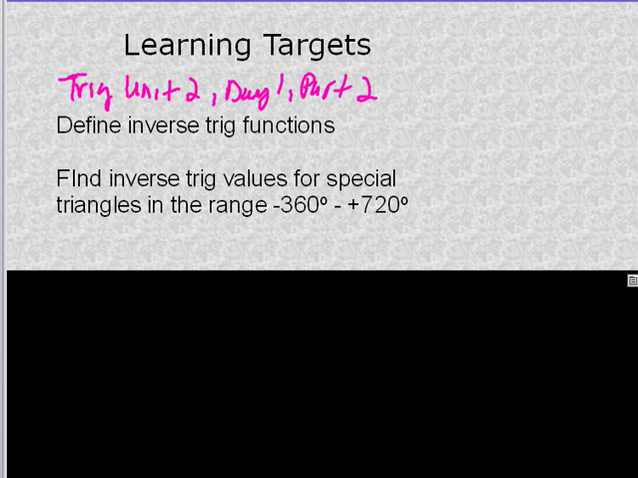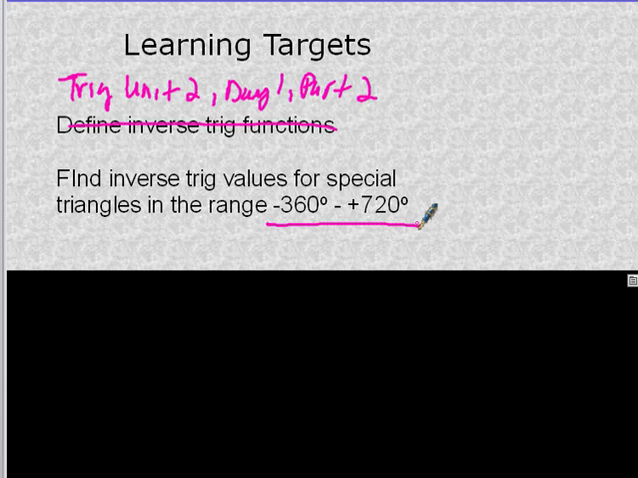All right, we're in Trig Unit 2, Day 1, Part 2. We're actually not going to do this one; we already did it. But we are going to find inverse trig values for special triangles in the range. So we've extended our range 360 in both directions, in the negative and positive direction.